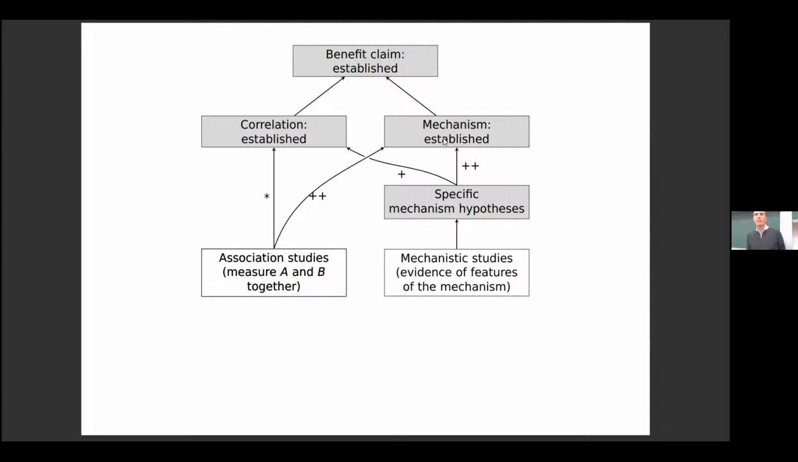Association studies only provisionally establish the mechanism claim, but we get such good evidence from mechanistic studies that we classify the mechanism claim as being established. So overall, the benefit claim is established. This is the second example where you can get further by considering mechanistic studies alongside association studies. Association studies don't lead you to establish the claim, whereas if you consider mechanistic studies alongside them, they do.